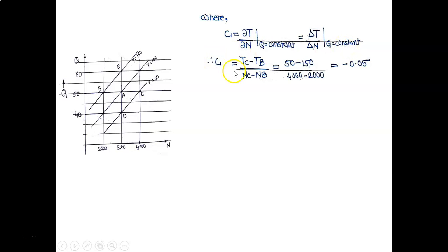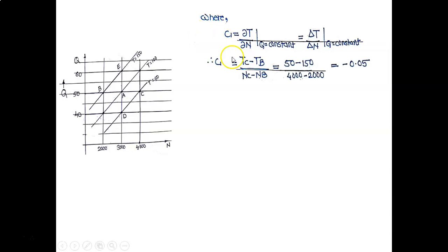Now, where Q is constant, what is the constant value of Q? The constant value of Q is 50. Therefore, along this horizontal line BC, or this horizontal line 50, we will find this delta T, that is change in torque, divided by delta N, that is change in speed. Therefore, we will take this line BC as the horizontal reference line. Along the horizontal line, we will find the change in torque and change in speed.